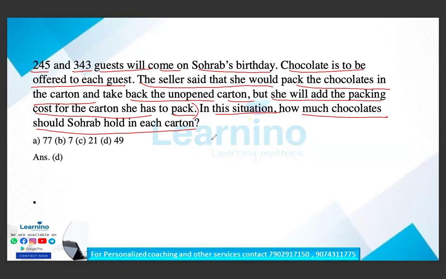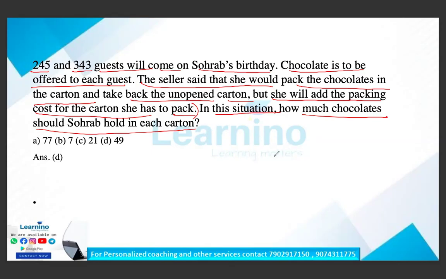Here, 245 and 343 guests will come on Sohrab's birthday. Chocolate is to be offered to each guest. Seller said that she would pack the chocolate in the carton and take back the unopened carton, but she will add the packing cost for the carton she has to pack up. In this situation, how much chocolate should Sohrab hold in each carton?